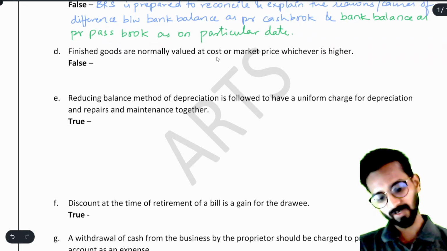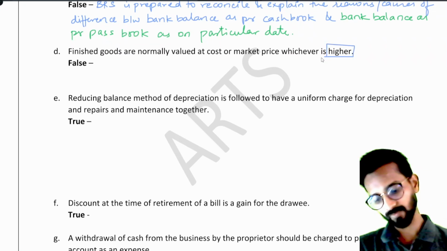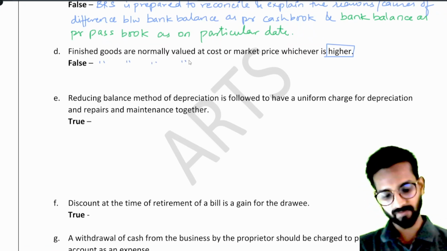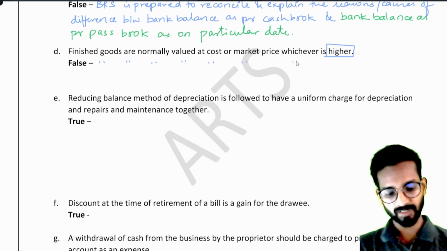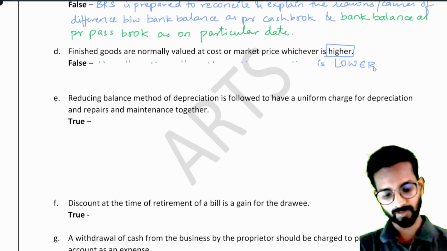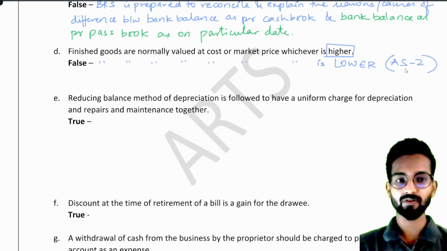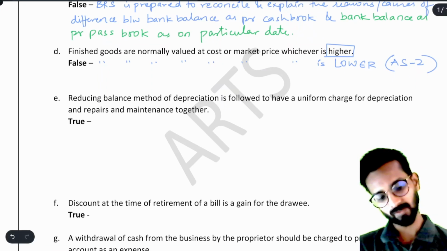Now after this, finished goods are normally valued at cost or market price, whichever is higher. They have given absolutely false, because finished goods are normally valued at cost or market price, whichever is lower. We have learned this in our accounting standard 2, which says valuation of inventory.